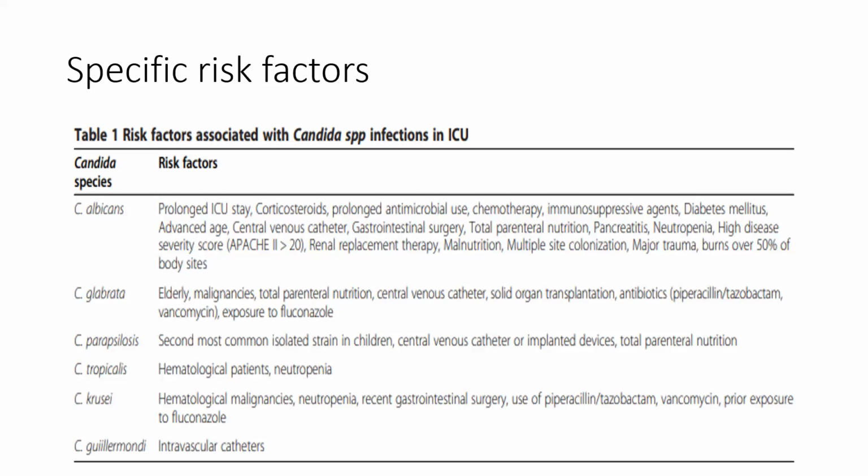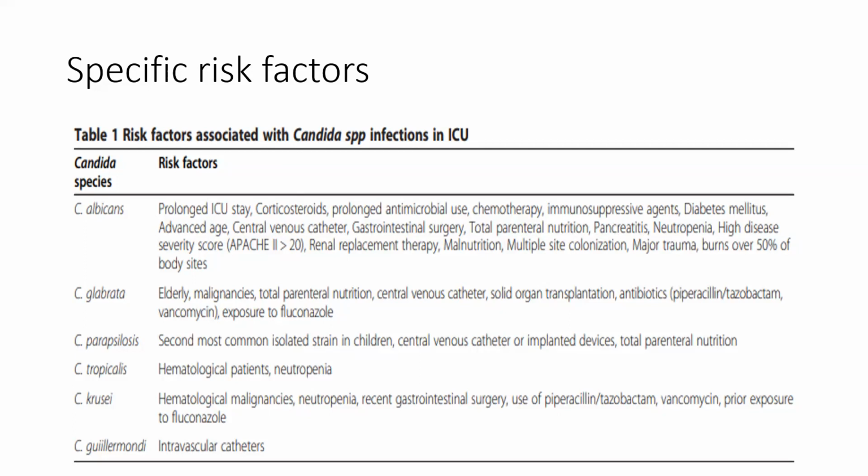For Candida albicans, the risk factors are prolonged ICU stay, corticosteroid use, prolonged antimicrobial use, chemotherapy, immunosuppressive agents, diabetes mellitus, advanced age, central venous catheter, gastrointestinal surgery, total parenteral nutrition, pancreatitis, neutropenia, high disease severity score, that is APACHE 2 more than 20, renal replacement therapy, malnutrition, multiple site colonization, major trauma, and burns over 50% of body surface.